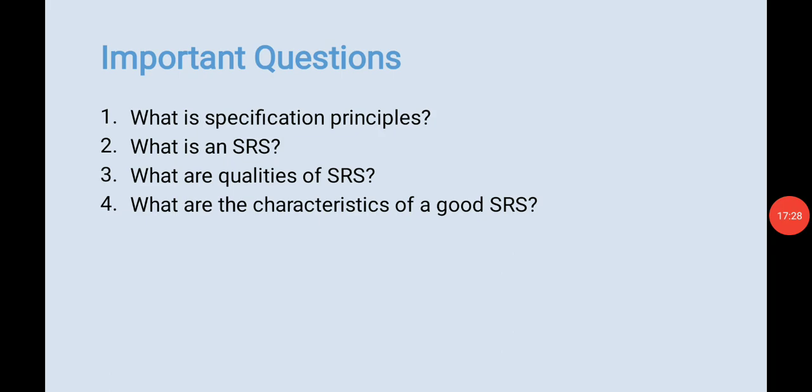Next we come to important questions. The first is, what are specification principles? What is an SRS? What are the qualities of an SRS? And last, what are the characteristics of a good SRS? Software requirement specification, I again repeat, is a very important topic. So you should be able to define what exactly an SRS is, what its characteristics and qualities are, and what requirements it looks forward to. You should be able to tell it.